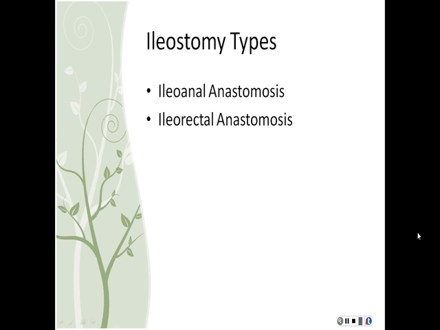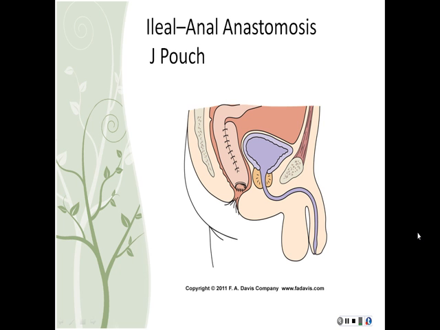the anus. And then with the rectal anastomosis, this is where the ileum is connected to the rectum instead of the anus. So this is a visual of a J pouch or a reservoir created with an ileoanal anastomosis. So you can see that a pouch is created which can store the feces, and it can then be evacuated.